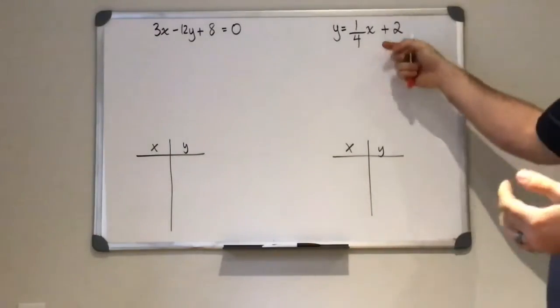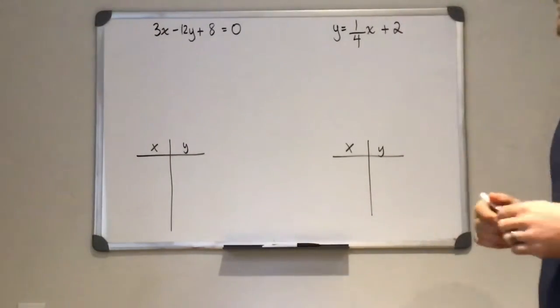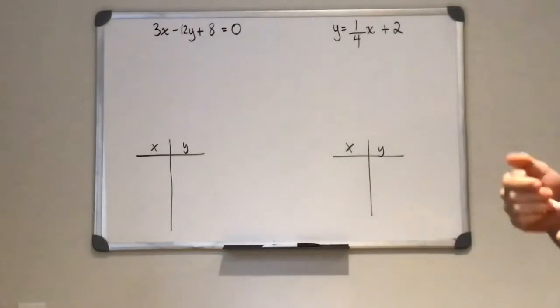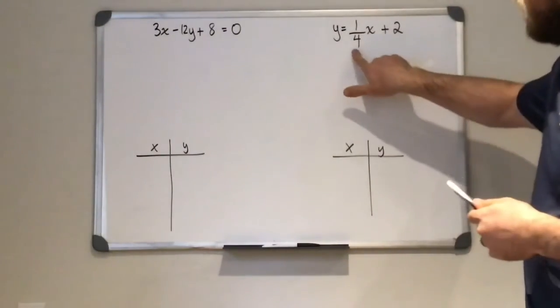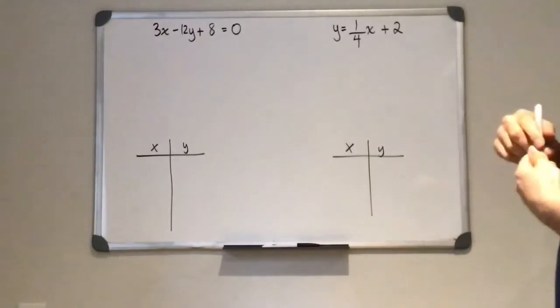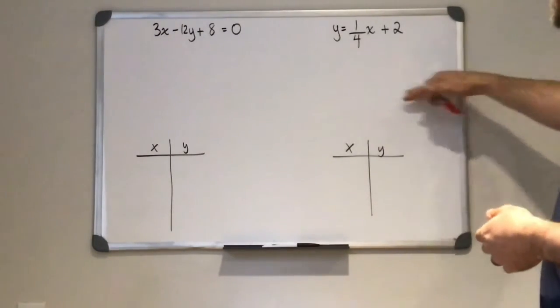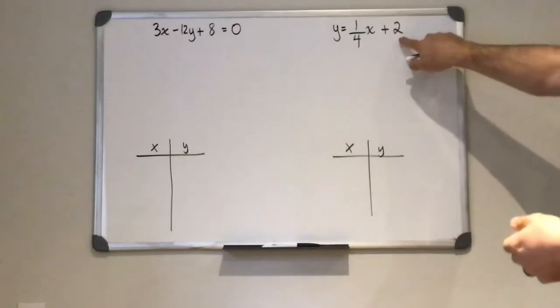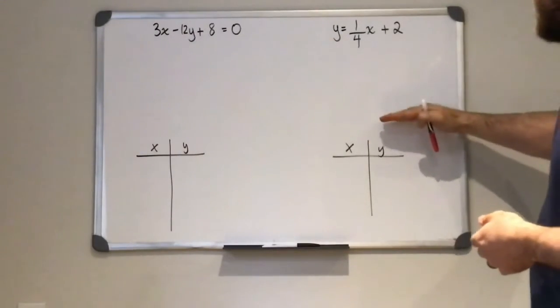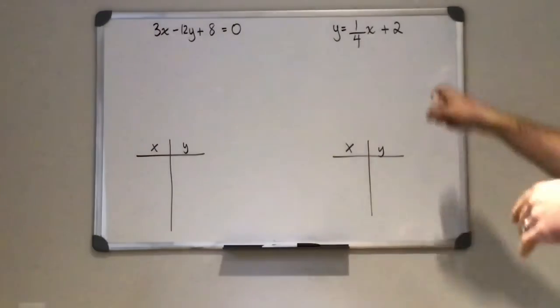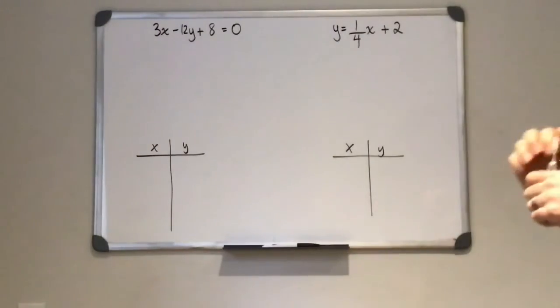First off, this is the one we're most familiar with. This is an equation in slope y-intercept form. And from here we can tell that 1/4 is the slope, which means it would have a rise of 1 and a run of 4. And we also have a y-intercept of 2, so it's going to start off a little bit above the origin if we were to graph this one.